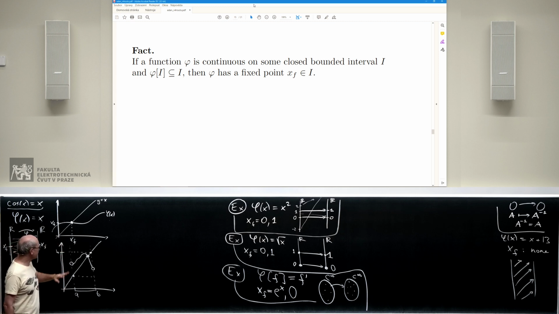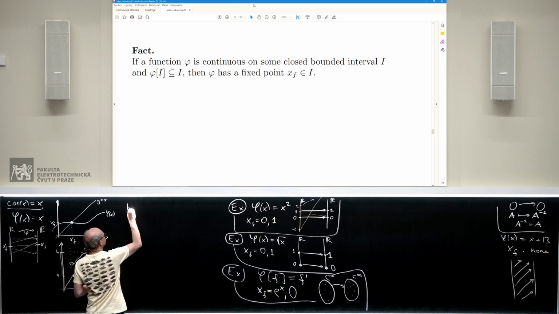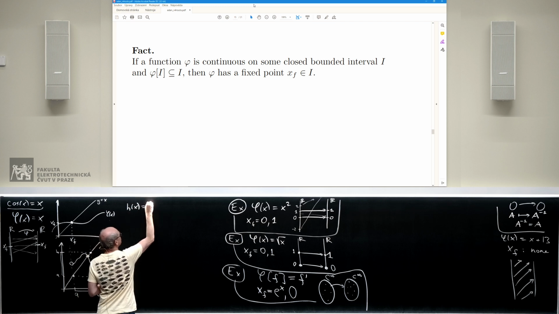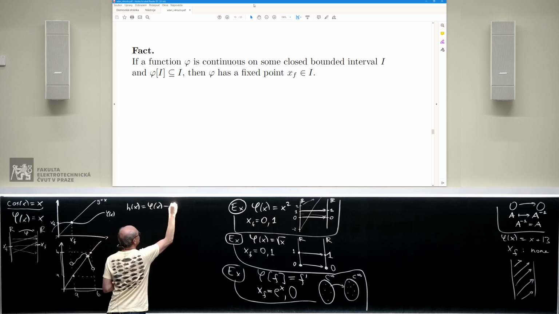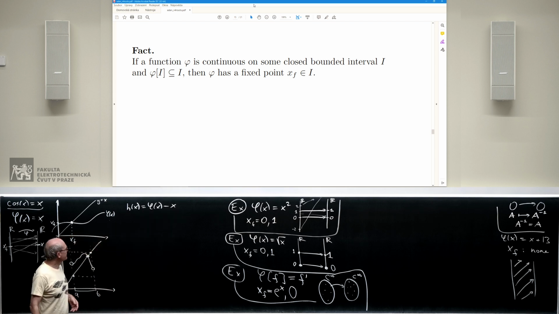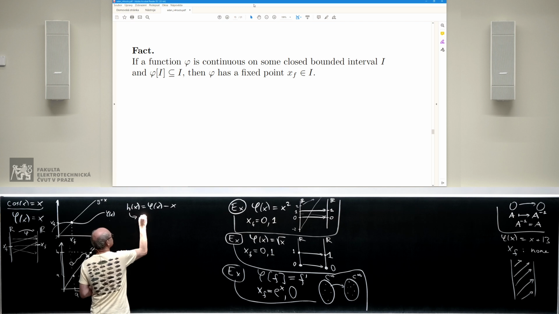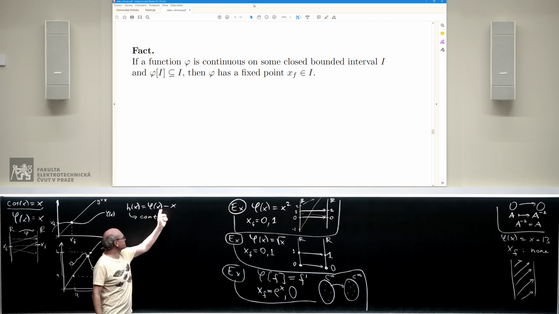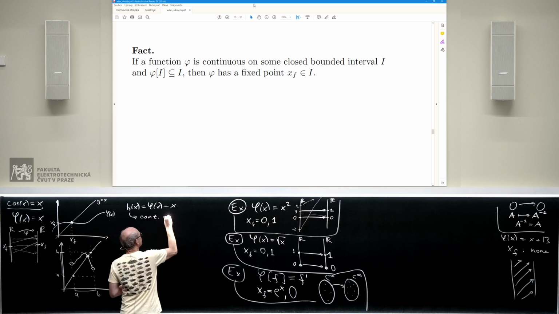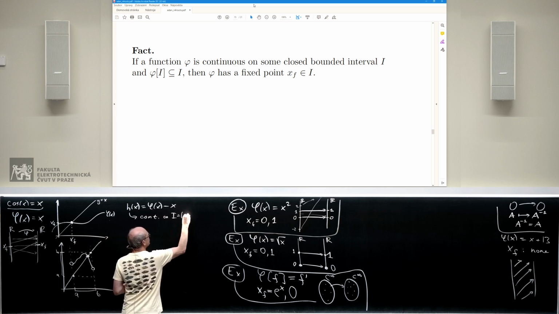So for the proof, we have to do a little bit of work. We are going to introduce an auxiliary function, let's say phi x minus x, and let's talk about it a little bit. What do we know about this function? First of all, this function is continuous, because it's a difference of 2 continuous functions. Namely, it's continuous on the interval I, which is ab.